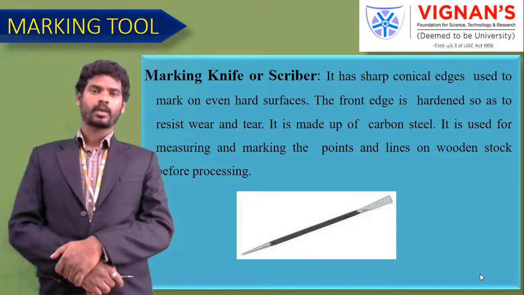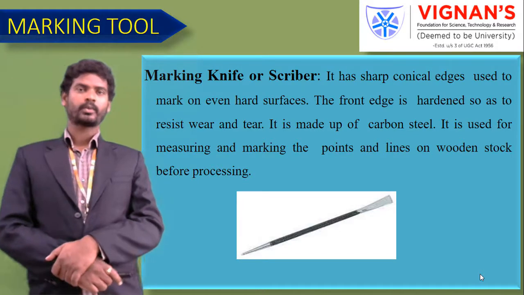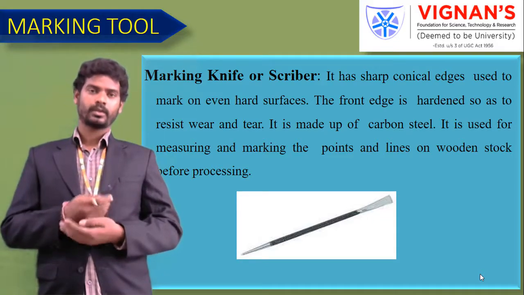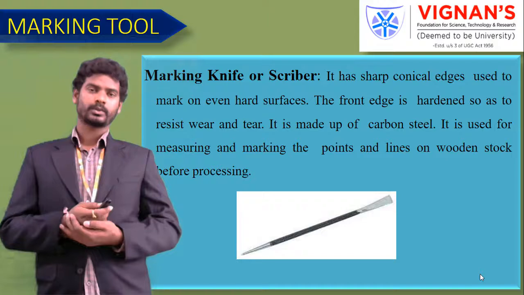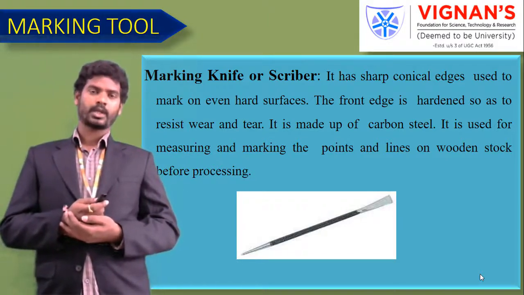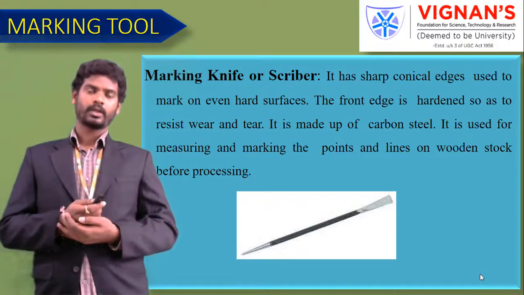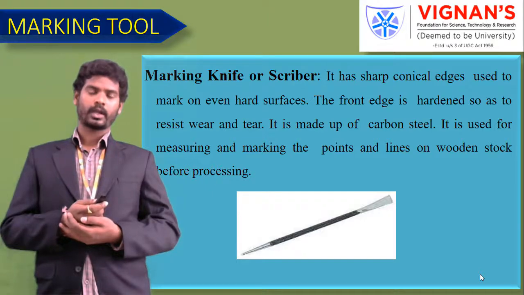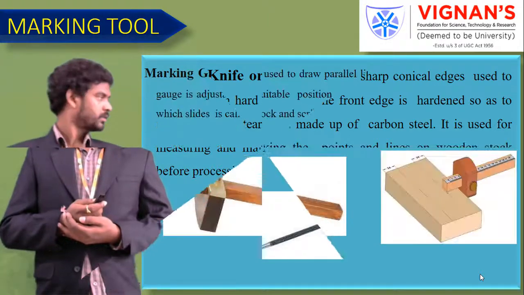Marking knives are used to convert the pencil lines drawn on the wooden surface into deep scratch lines on the surface. By using measuring tools, we just draw a line using a pencil, and those lines will be highlighted by the marking knife. They are made of steel with a sharp point at one end and a flat blade at the other end. Okay, next one is the marking gauge.